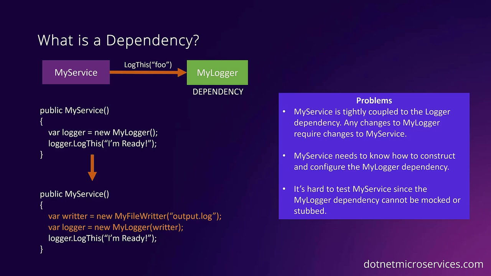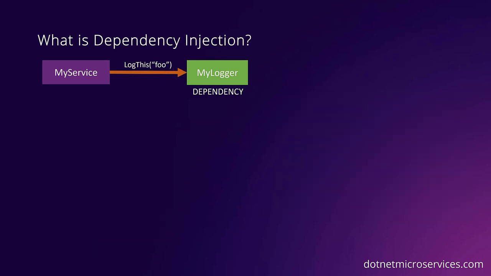Fortunately, there's a better way to do this using what is known as dependency injection. Let's go back to MyService and its MyLogger dependency. MyService still uses the logDist method, but this time MyLogger is not explicitly constructed by MyService. Instead, MyLogger is passed in as a constructor parameter. MyLogger is injected into the MyService constructor. This way, MyService doesn't need to know how to construct or configure the logger, it just receives it and can start using it right away.